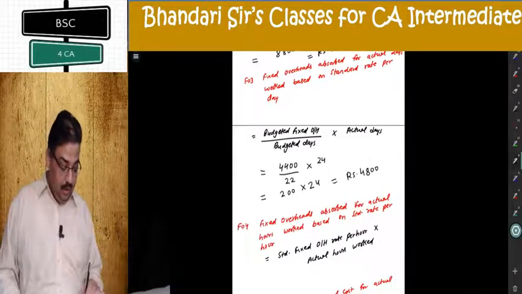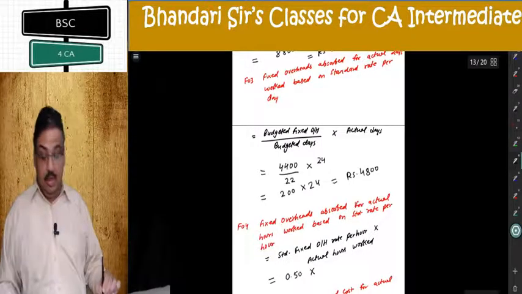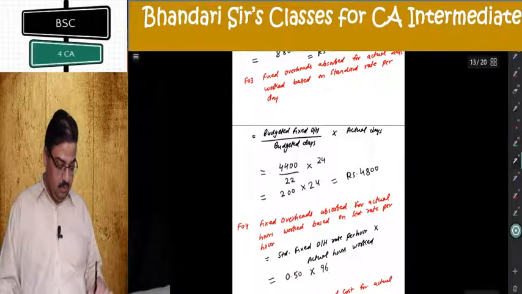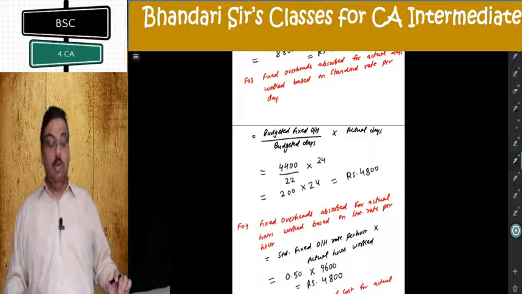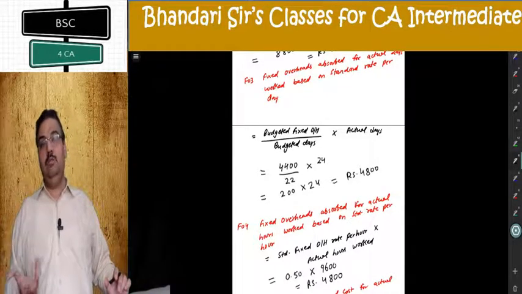Now standard rate per hour, it was given 0.50, multiplied by actual hours worked, that is 9600. So by chance it is equal to FO3. After computation anything can be equal. So there is zero. Which variance? Capacity variance. We'll compute it later on.